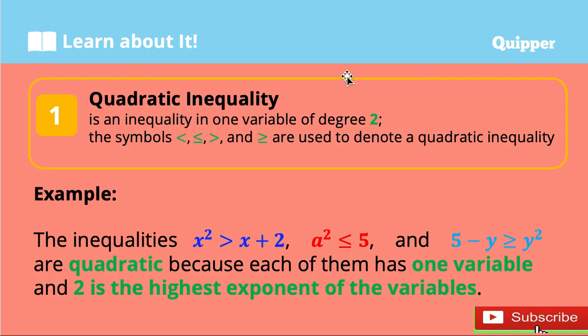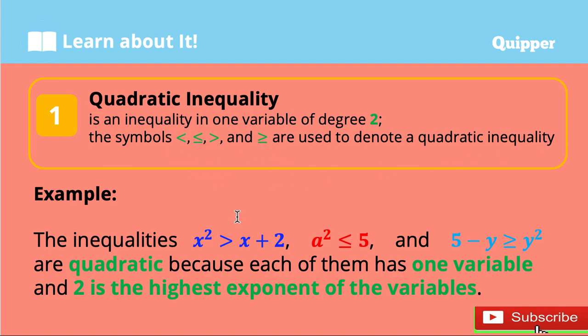A quadratic inequality is an inequality in one variable of degree 2. The symbols less than, less than or equal to, greater than, and greater than or equal to are used to denote a quadratic inequality. We'll be using these symbols.